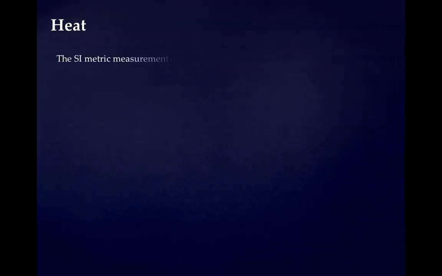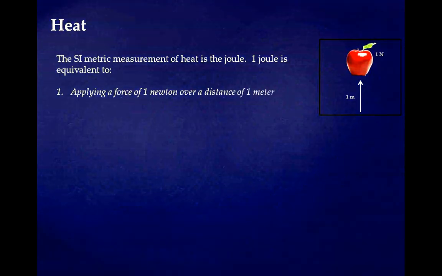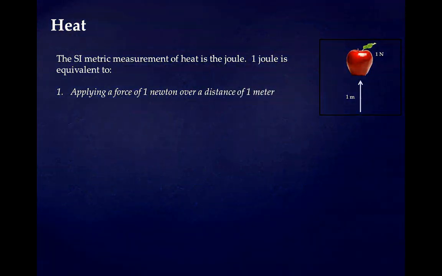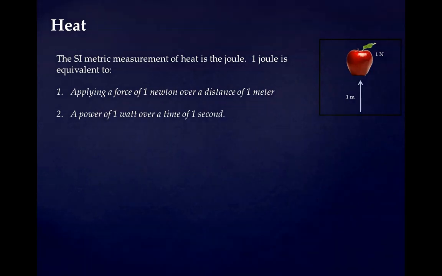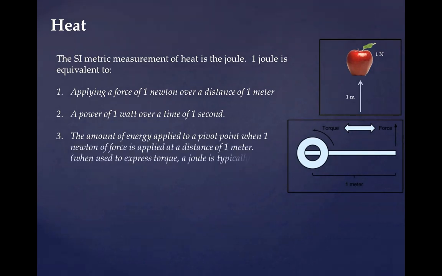Heat. The SI metric measurement of heat is the joule. 1 joule is the equivalent to applying a force of 1 Newton over a distance of 1 meter, a power of 1 watt over a time of 1 second, the amount of energy applied to a pivot point when 1 Newton of force is applied at a distance of 1 meter. When used to express torque like this, a joule is typically referred to as a Newton meter.